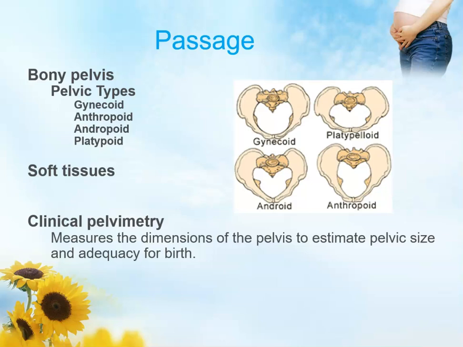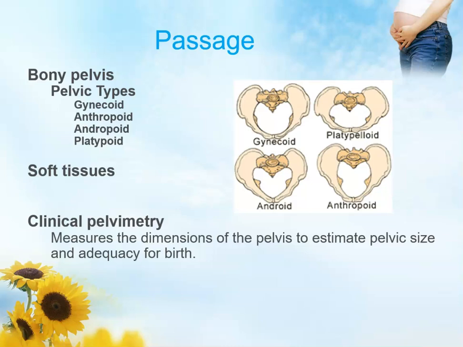The android is a heart shape. It's definitely a different shape, and it's not as conducive as the gynecoid. And then the anthropoid, it's also elongated, but it's not so much horizontal. It's up and down. So anthropoid is definitely not conducive to that baby's head most of the time. It doesn't fit as well as the gynecoid.